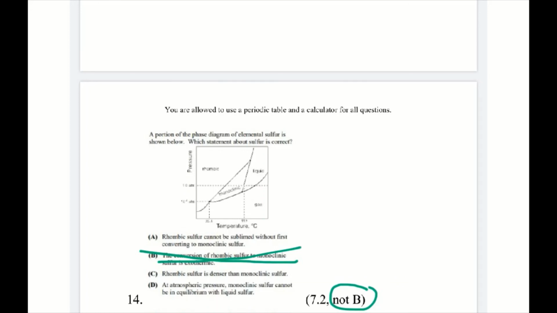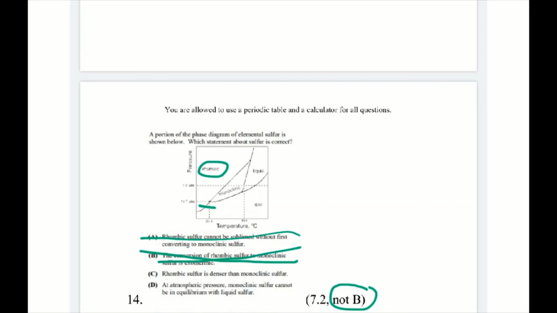A, rhombic sulfur cannot be sublimed without first converting to monoclinic sulfur. Let's see what this means. It states that rhombic sulfur cannot sublime into the gaseous state without first going through monoclinic. That's not true, since over here, rhombic can go into gas just like that, and because of that, A will be out. Now let's look at C.